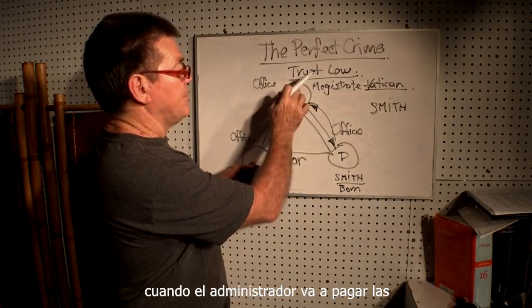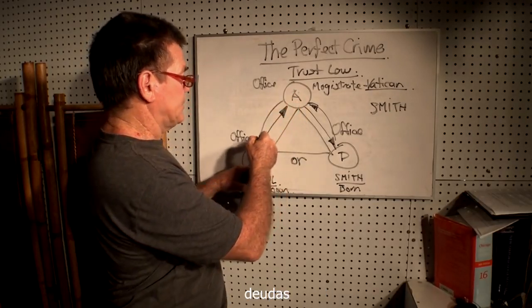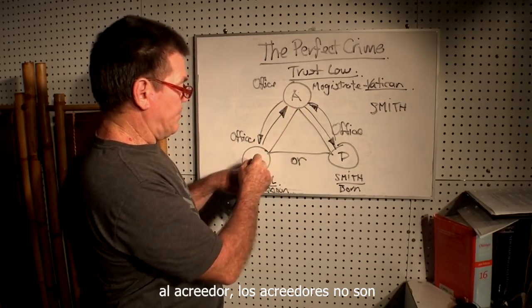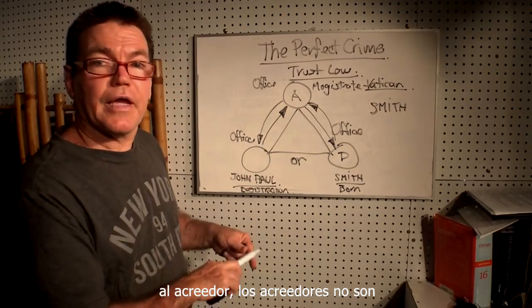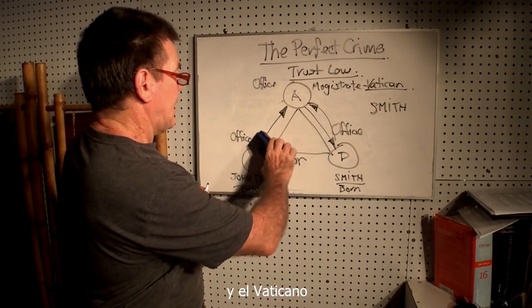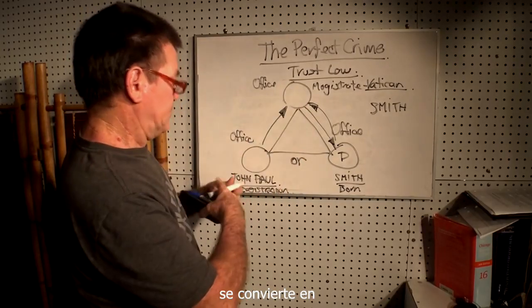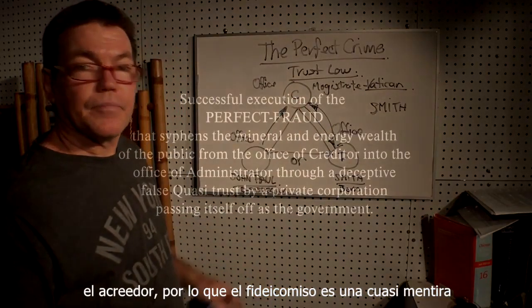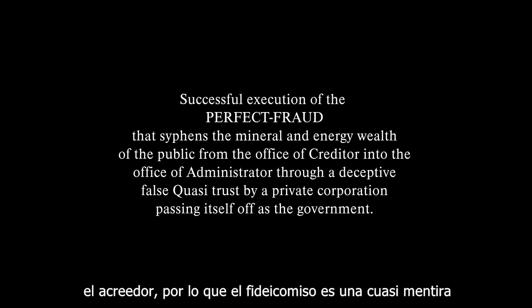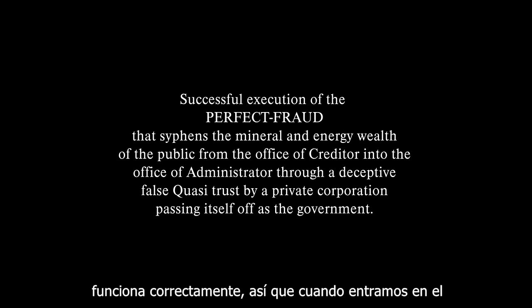And when the administrator goes to pay the debts to the creditor, the creditor's not there. And the Vatican then becomes the creditor. So the trust is a quasi-lie set up to let us believe that it's all properly working.